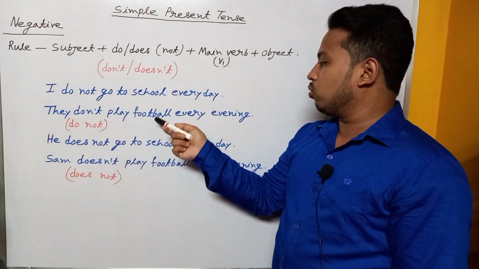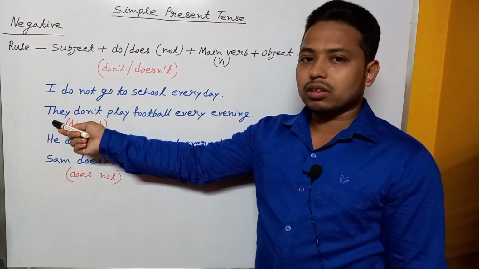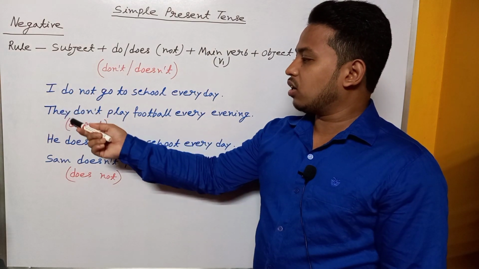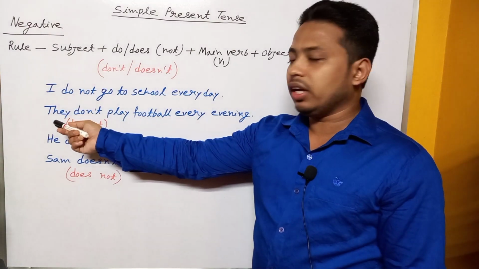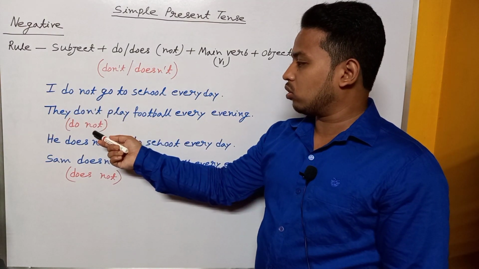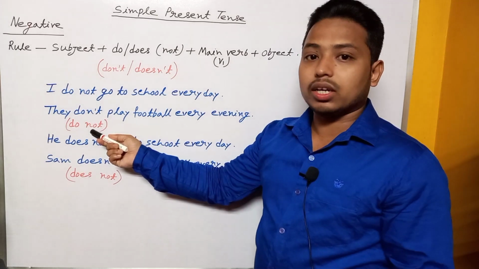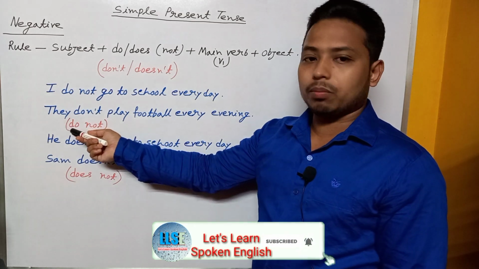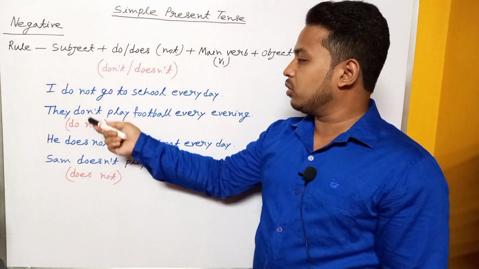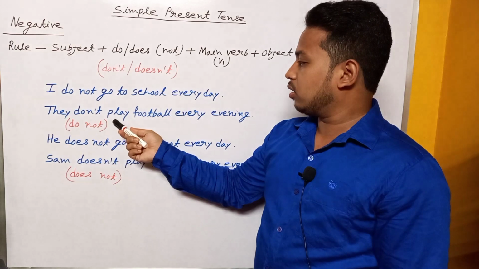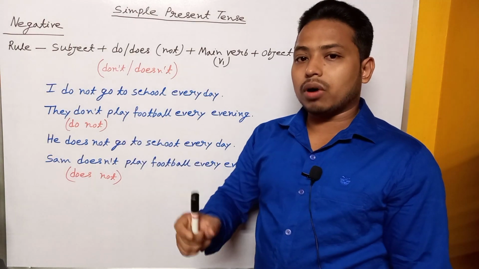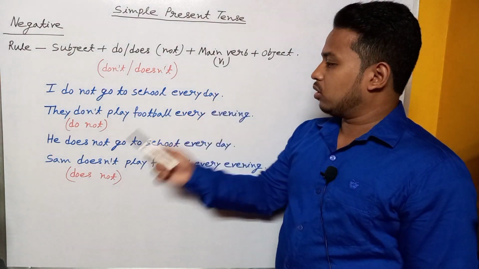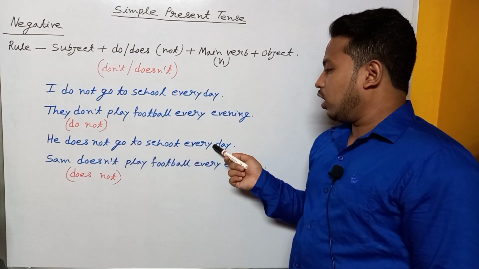They don't play football every evening. They, subject, third person plural. That's why I write do helping verb with they. Then I write not because it is also a negative sentence. That's why I write not after do helping verb. Do not short form is don't. Play, main verb, means verb first form. Football every evening, object.